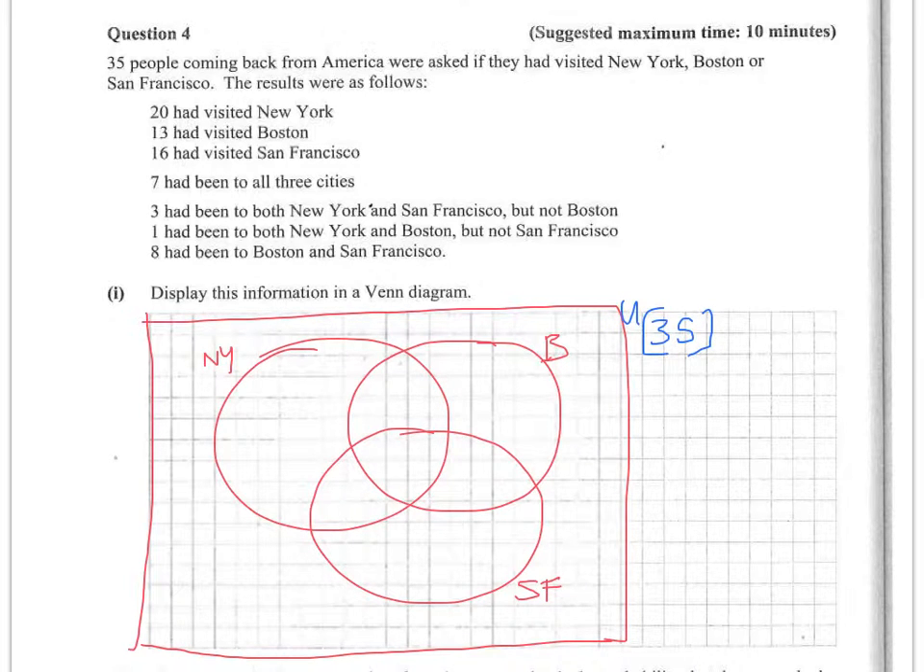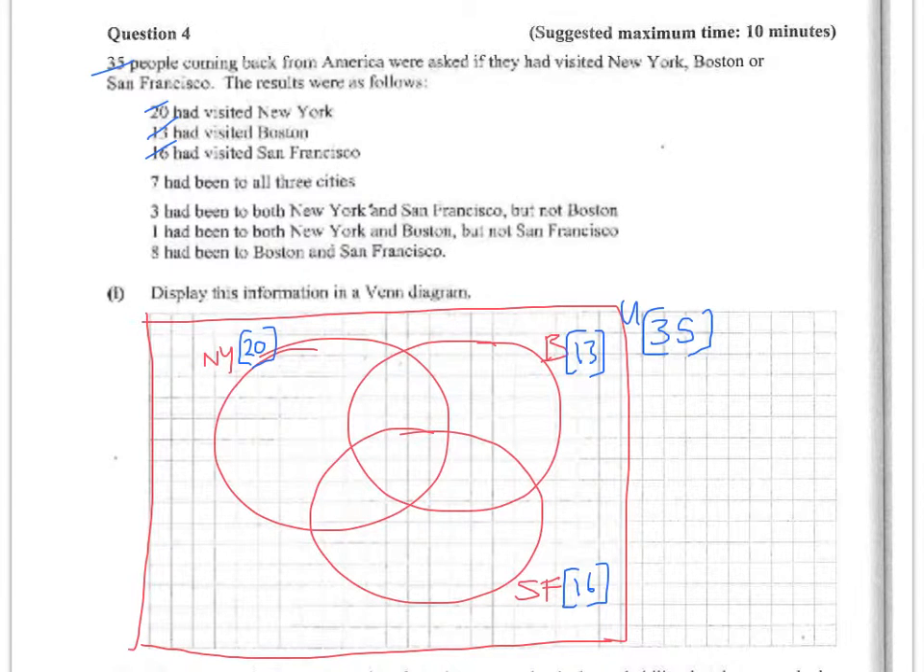So that's the universal set. Visiting New York, Boston or San Francisco, and 20 people visited New York. Now that's not New York only, so we're not talking about filling this gap inside here. We're talking about in total, the total number of people who visited New York, who may have visited elsewhere, is 20. Likewise, Boston. It's not Boston only, it's Boston and possibly others. 16 for San Francisco. So those 3 pieces of information have been used up.